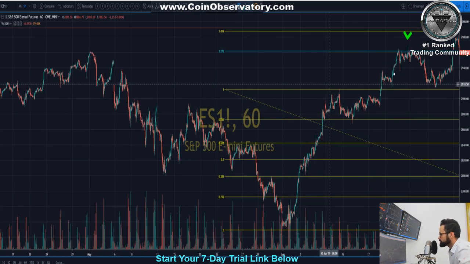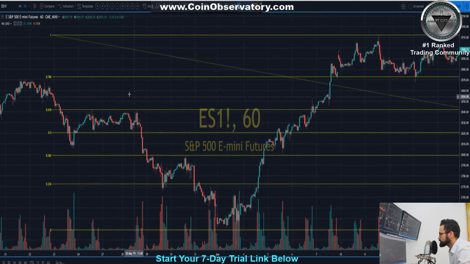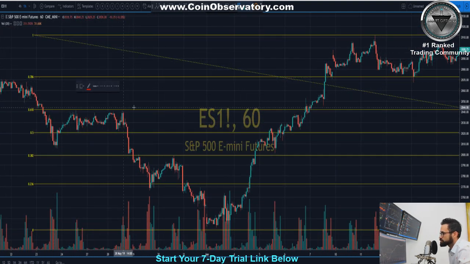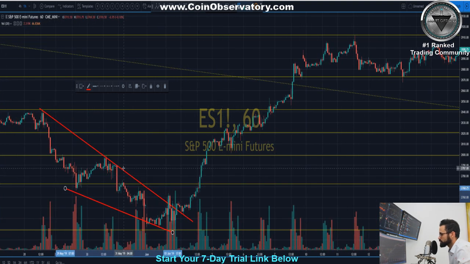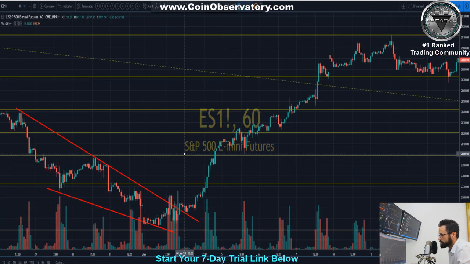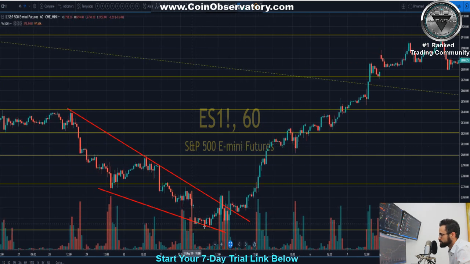Another 1.272 that we saw was in this wedge. If you guys remember, we were short down here. Right, this works on pretty much any time frame, any move. I remember being short down here on the S&P or ES, and this is where we started closing shorts and flipping long. I'm pretty sure we had a 1.2.